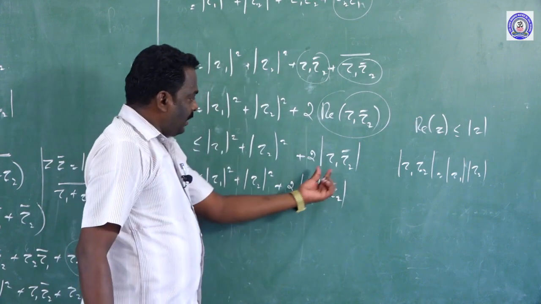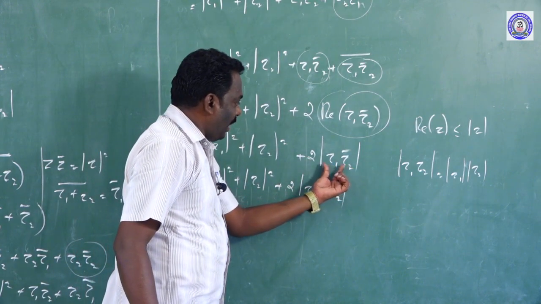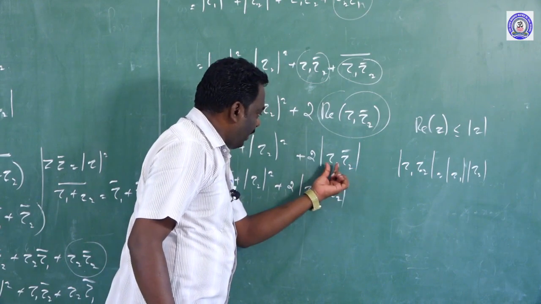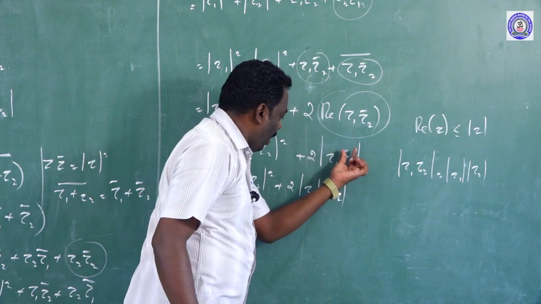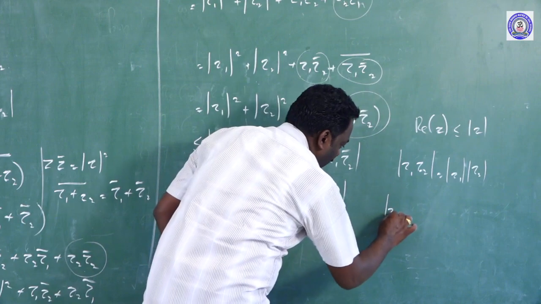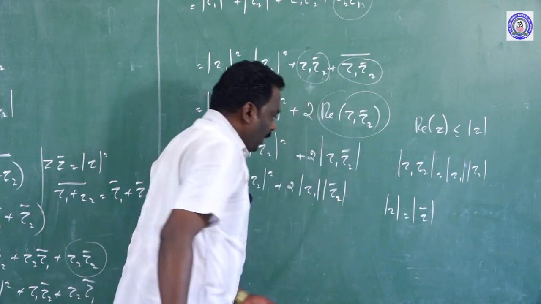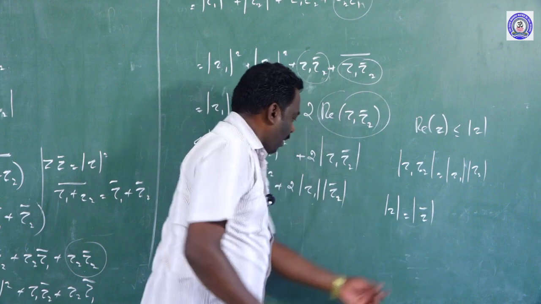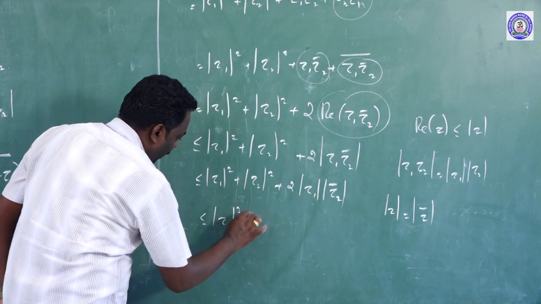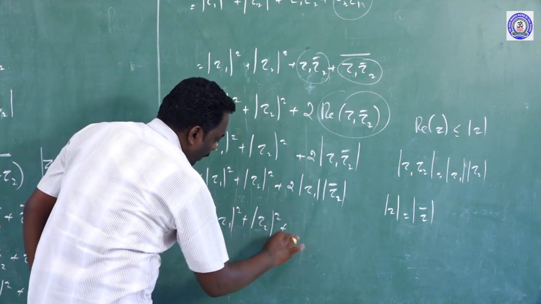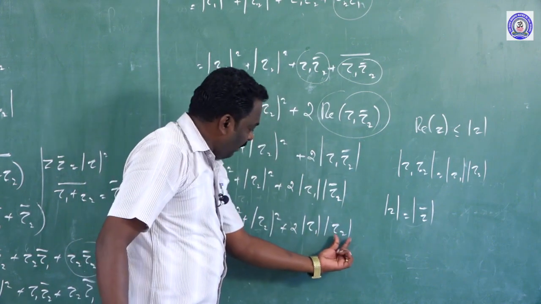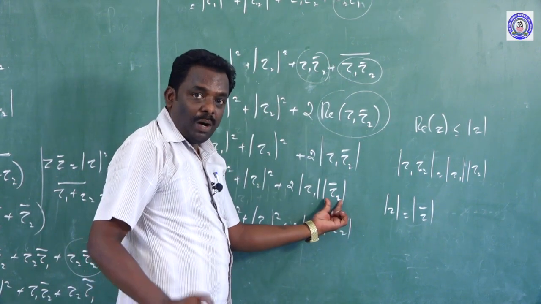Modulus of Z1 into Z2 bar is modulus of Z1 into modulus of Z2 bar, right? Again, modulus of Z is equal to modulus of Z bar, so we can just remove that bar. Therefore, it is less than or equal to modulus of Z1 square plus modulus of Z2 square plus 2 times modulus of Z1 into modulus of Z2. Modulus of Z2 is the same as modulus of Z2 bar.